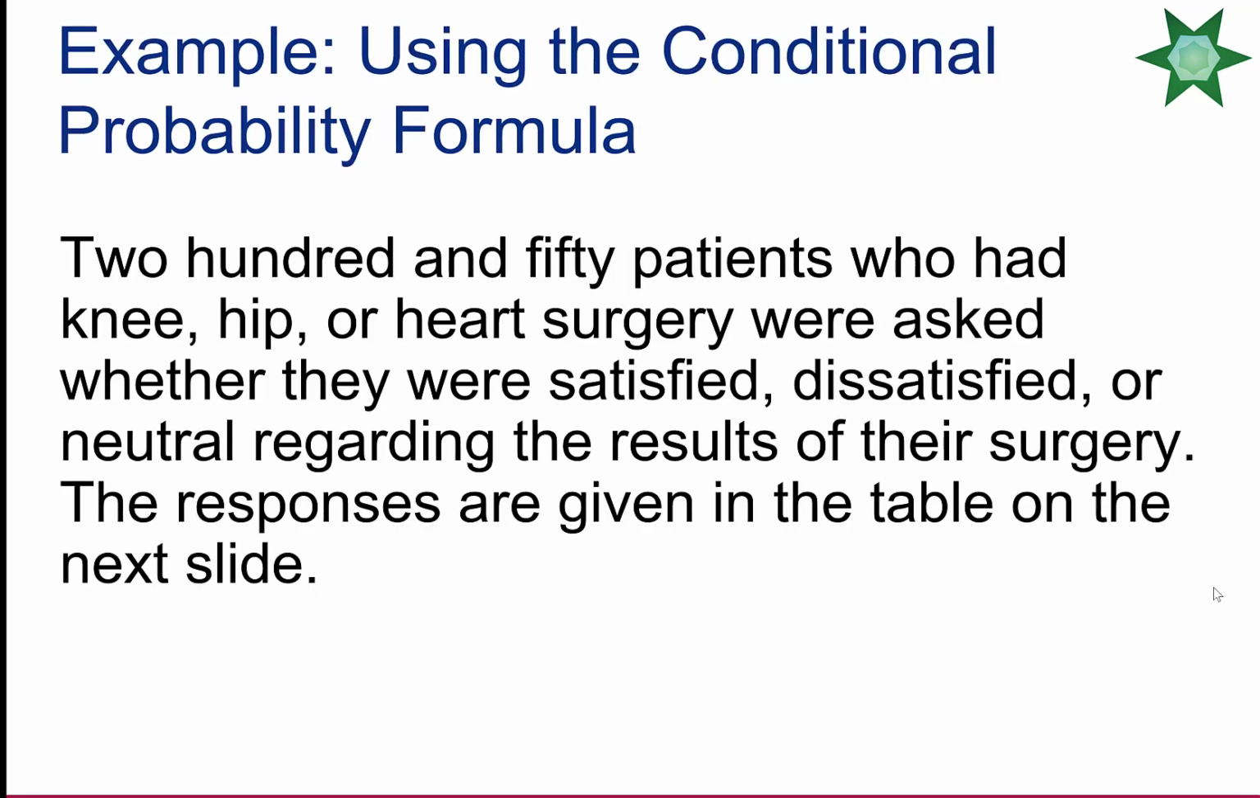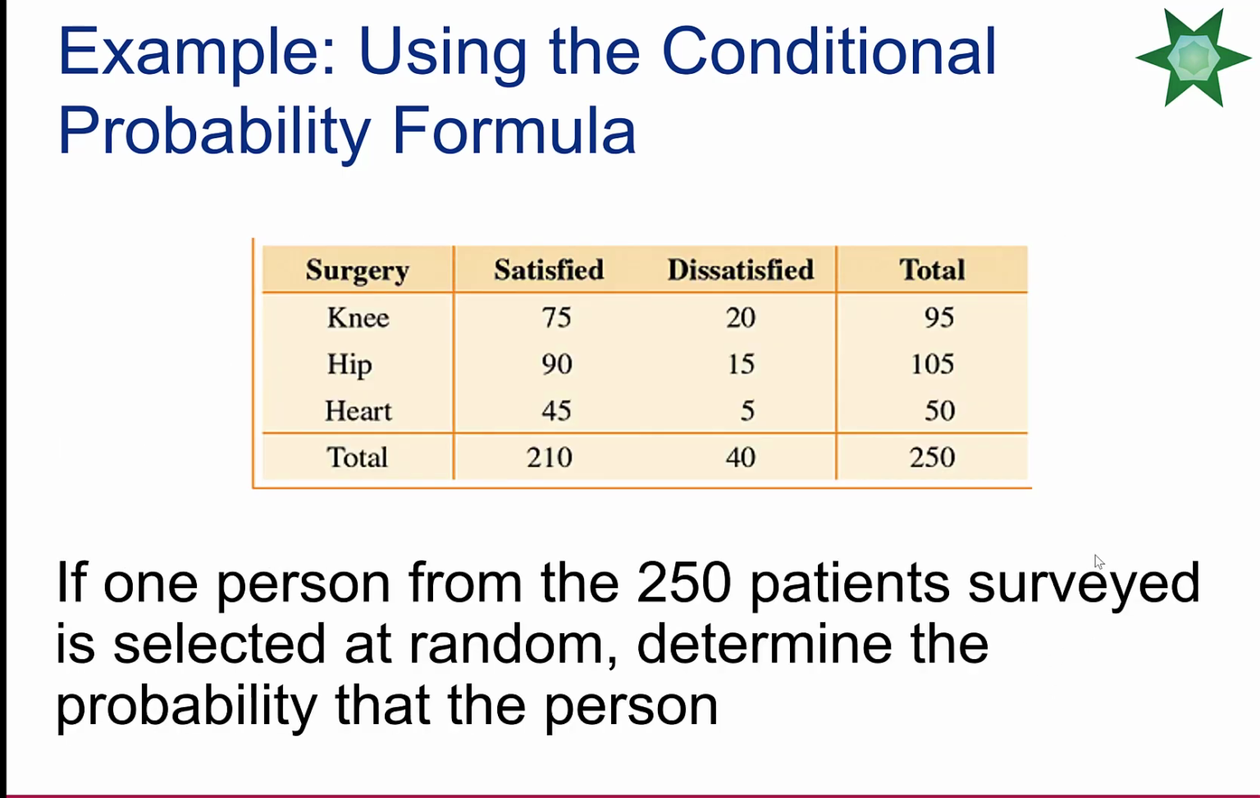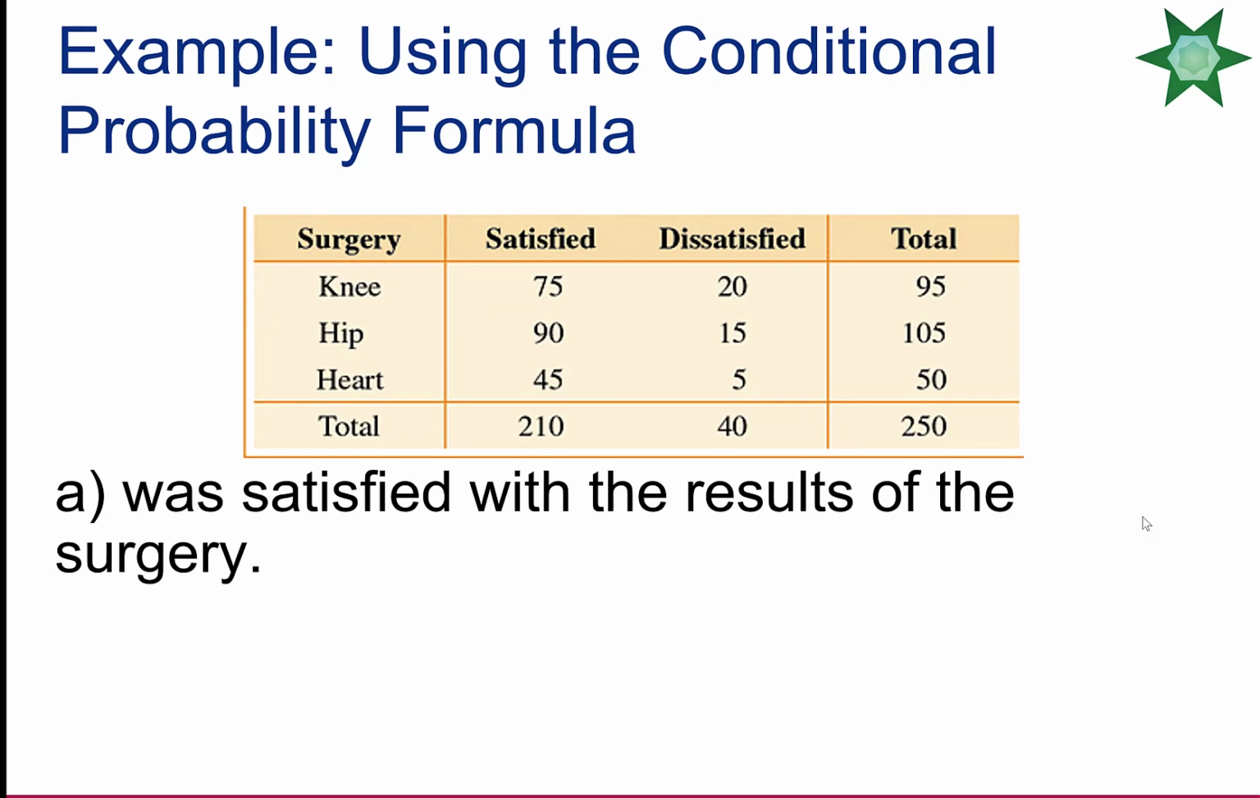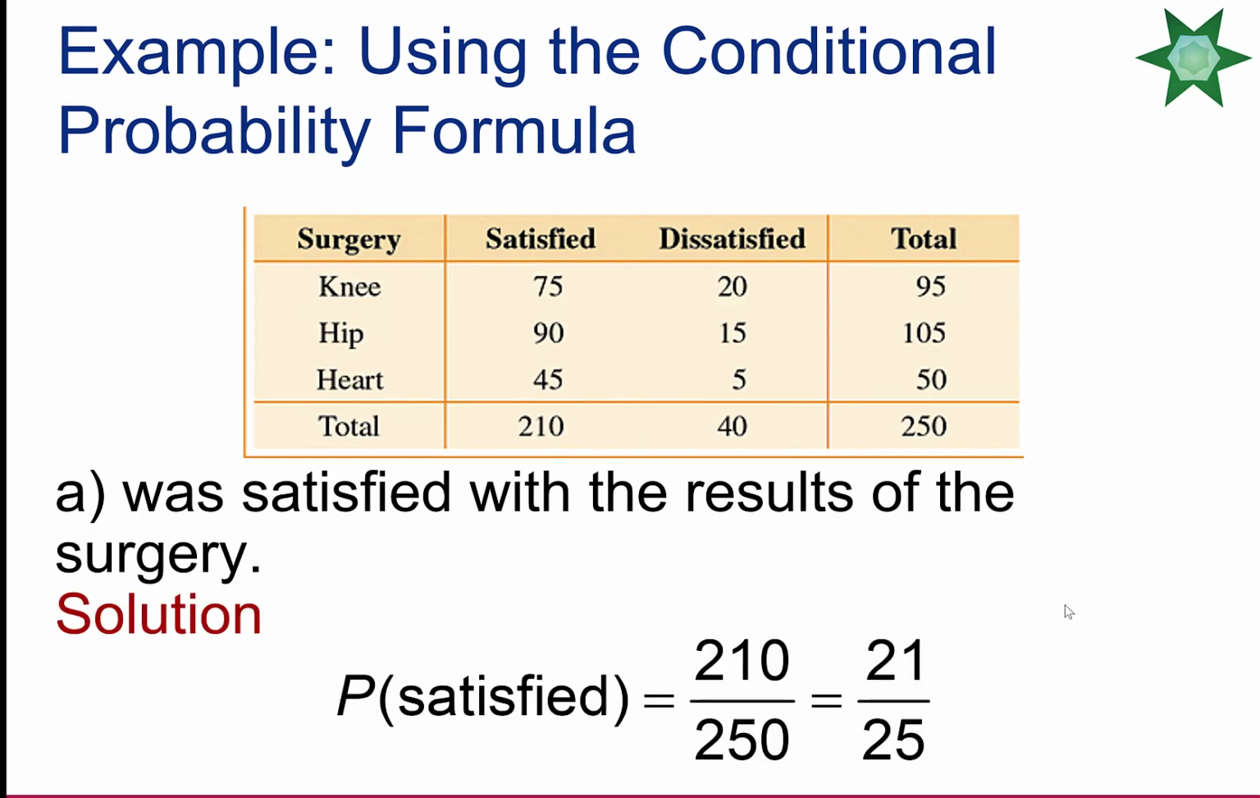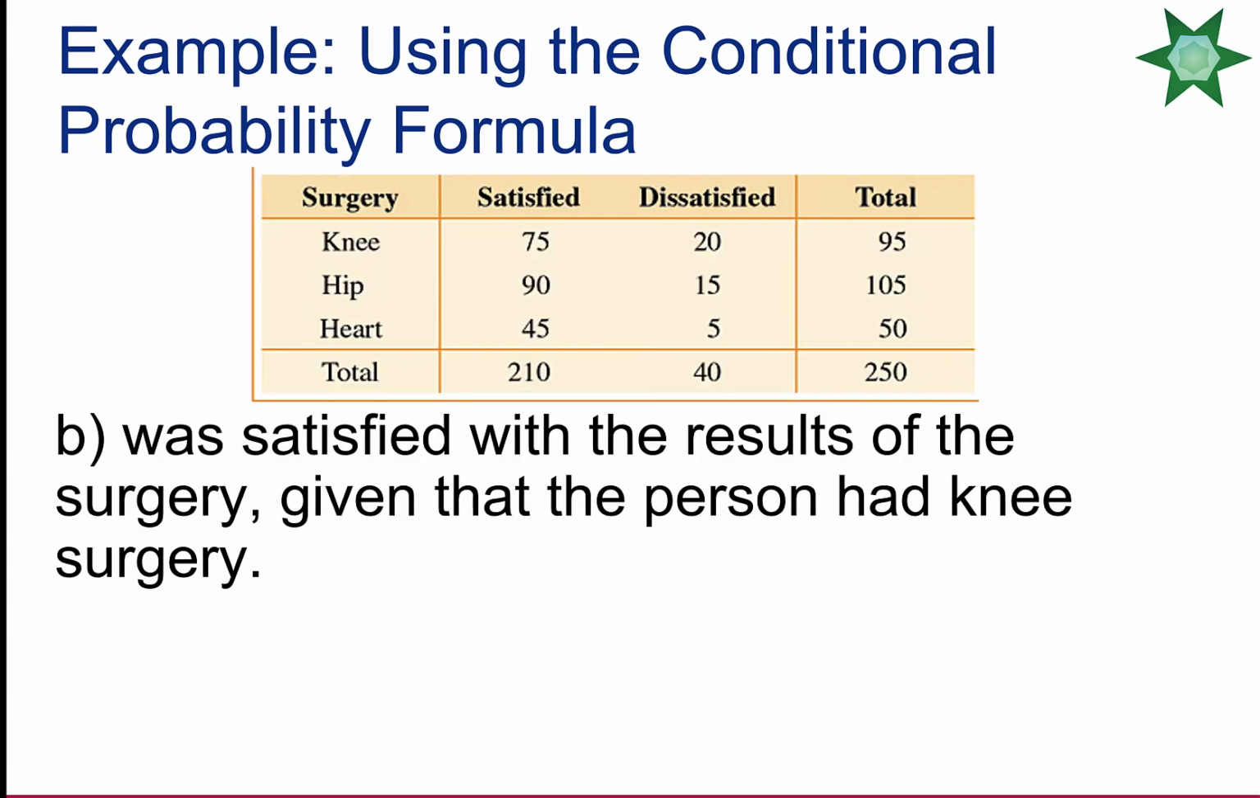250 patients who had hip, knee, or heart surgery were asked whether they were satisfied, dissatisfied, or neutral regarding the results of their surgery. The responses are given on the table on the following slide. If one person from the 250 patients surveyed is selected at random, determine the probability that the person was satisfied with the results of their surgery. So we look at the table, there's 250 total, and how many were satisfied? 210. So this is going to be 210 over 250, which simplifies to 21 over 25.